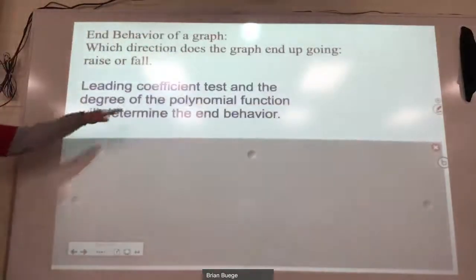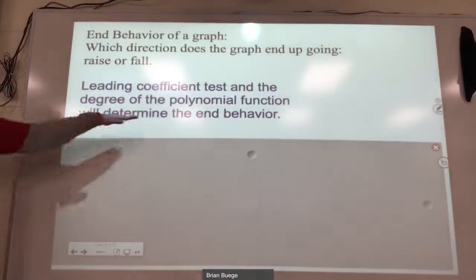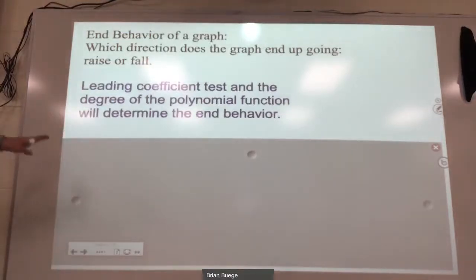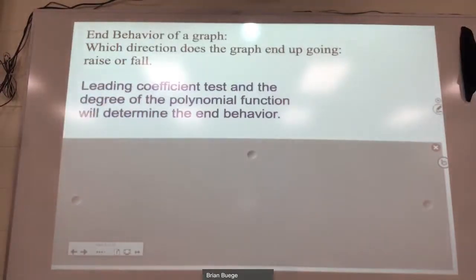The leading coefficient test, that's the a value that I was talking about. The leading coefficient test and the degree determine the end behavior. Okay? So basically, the degree determines the shape. The a value determines whether it's opening up versus opening down, whether it's increasing versus decreasing. And that's what we were just doing as we were sketching those. A value and degree, that's what that says.